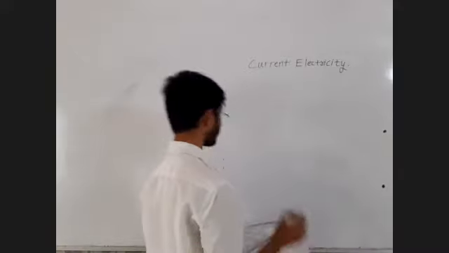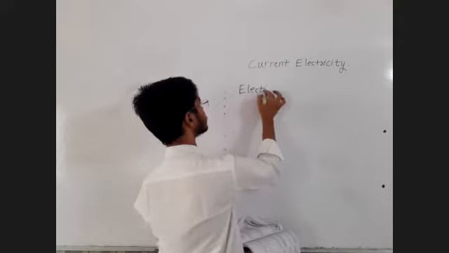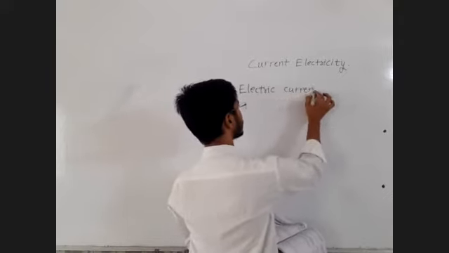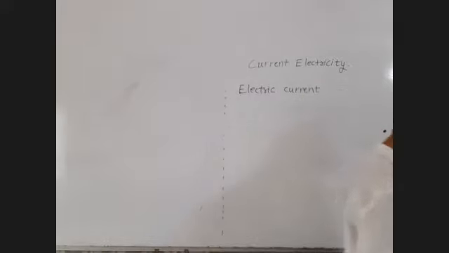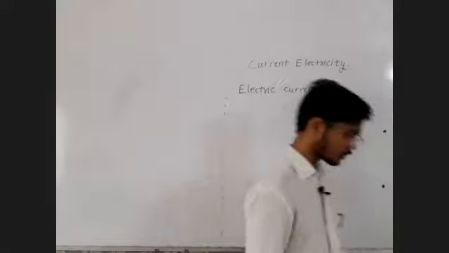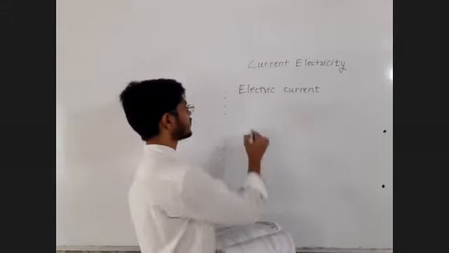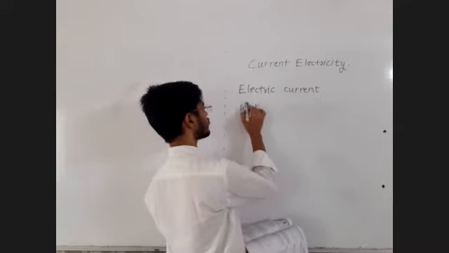Okay, first of all write down electric current. Write down the heading as electric current. Write down the definition of current. When there is a transfer of charge, just keep on writing. These are initial lectures, so you have to keep on writing.